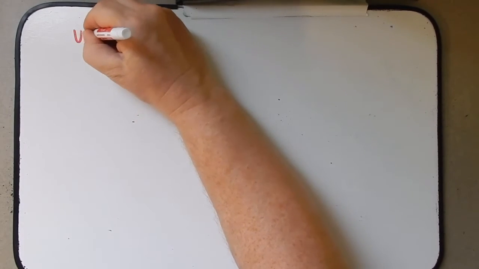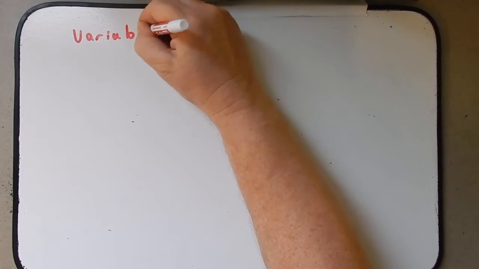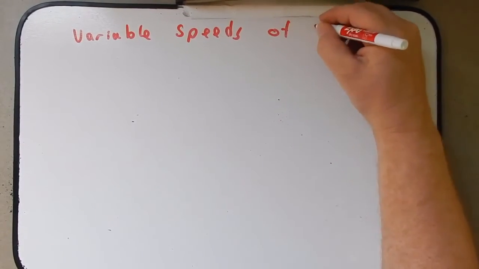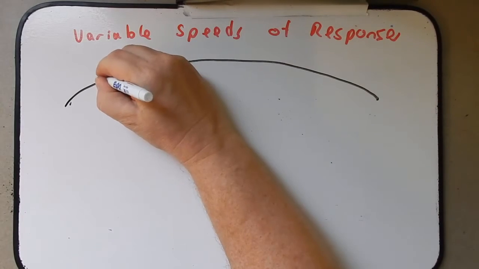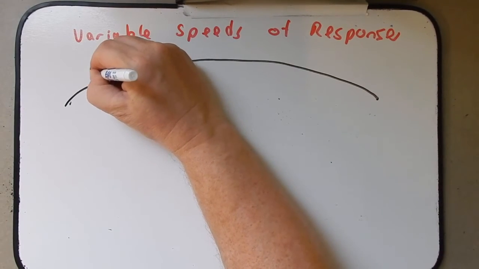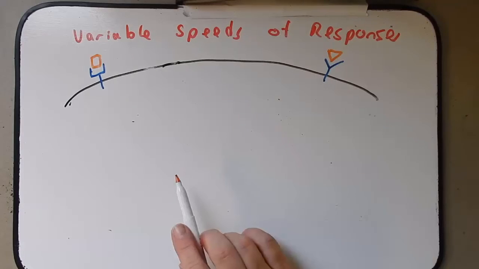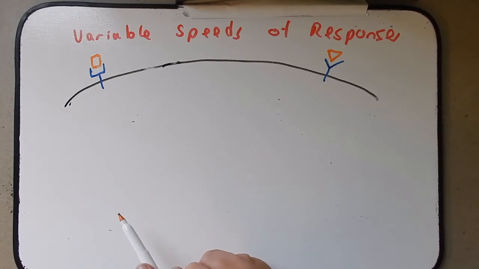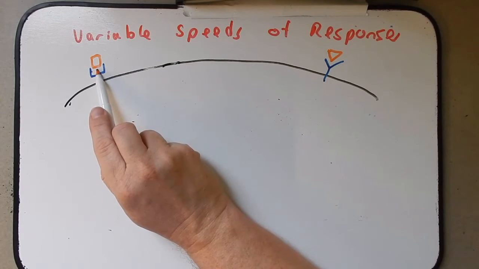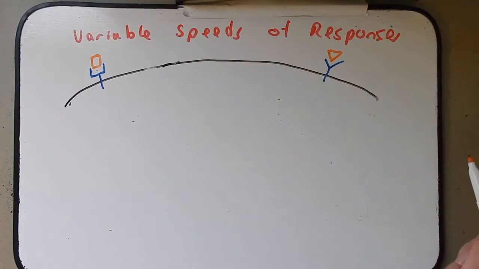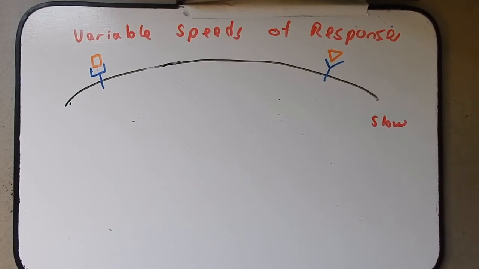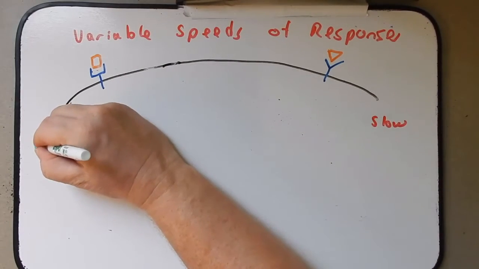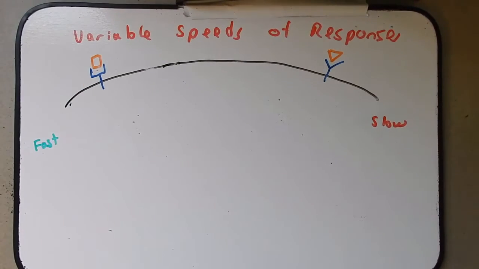Next, I want to talk about the variable speeds of responses. So we will have our cell here, and let's draw two receptors. Now each of these receptors are going to bind to and respond to a different signal. Here I drew a square signal, and here I drew a triangle signal. Over here I'm going to show a slow response, and over here I will show a fast response.